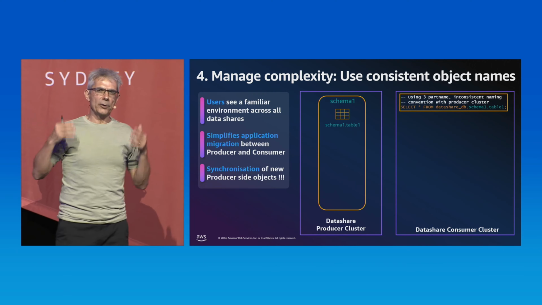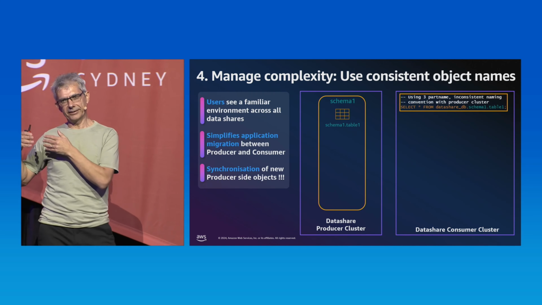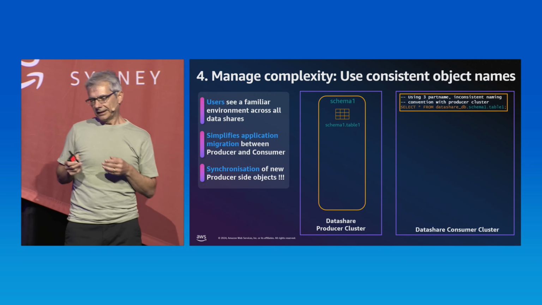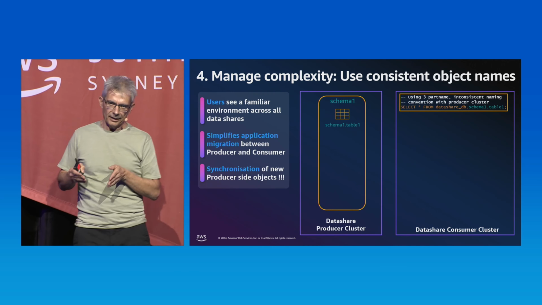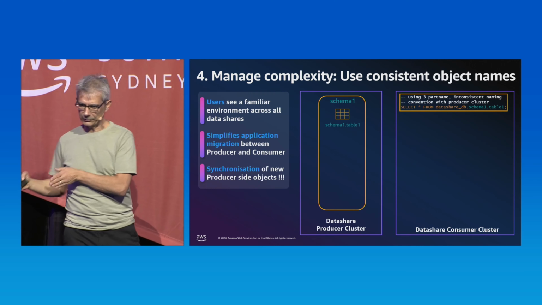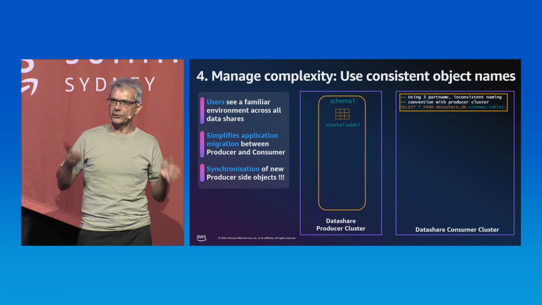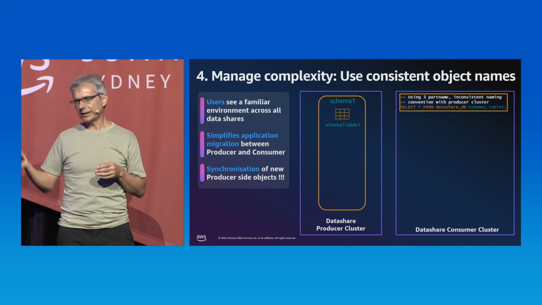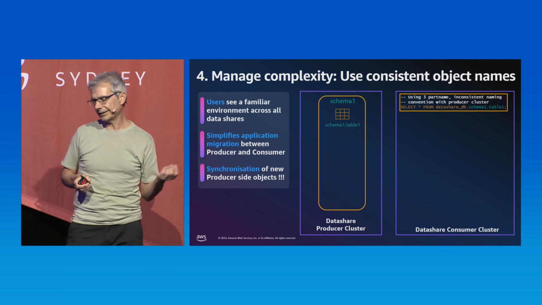Now, you also have to think about how to manage complexity for your users within a data sharing environment. And we did this within Gene by using consistent object names and creating views. So I'll take you through an example here. In this example, we have an object, schema1.table1, on our producer cluster. Now, when you share this object with the consumer cluster, you access that object using a three-part name on the consumer cluster, as you saw in the demo from Praveen. The first part of that name is the data share name, .schema name, .table name. So there's obviously some inconsistency here between how you access this object on the data share consumer using a three-part name and how you access it on the producer using a two-part name.